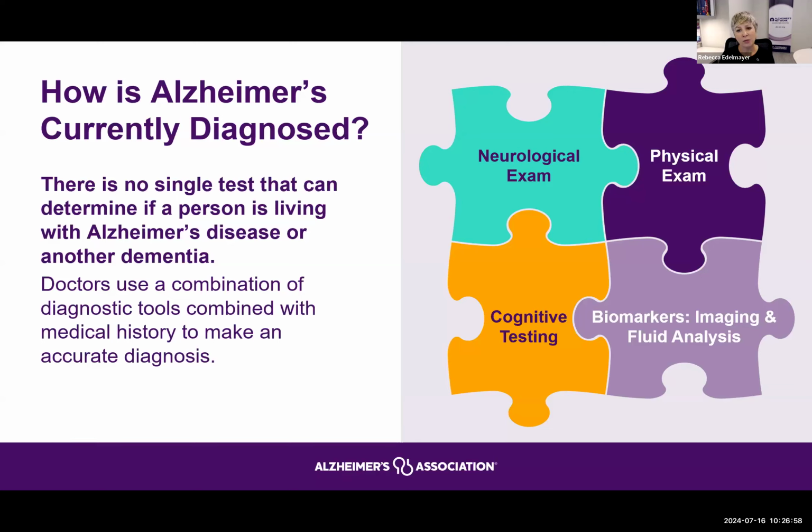And there's a lot of work that's being done to develop what we call biomarkers. These are different types of tools that allow researchers and clinicians to be able to get a better understanding of the changes that are happening in your brain. And these include things like imaging and even fluid analysis. But as I noted, there's not one single test that determines this.